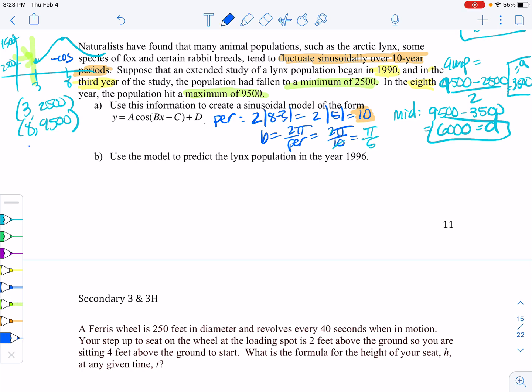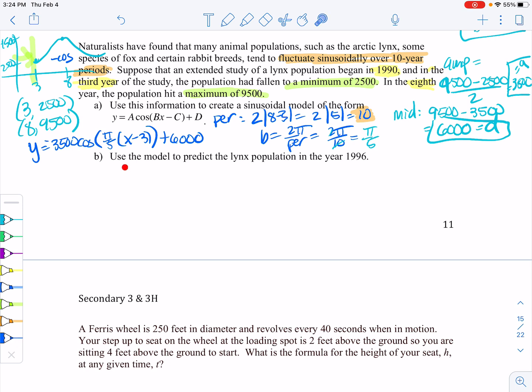So now I can write my equation. So we have y equals a, which is the amplitude, which was 3,500, times, it's a negative cosine because it was a frowny face. The b value is pi fifths. I have to say, hey, we shifted over by 3. Remember, from the graph to the equation, it changes sign, so x minus 3. And then plus the midline, which we found to be 6,000. Okay.